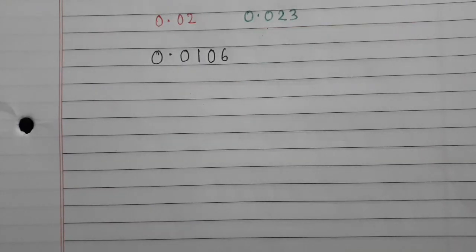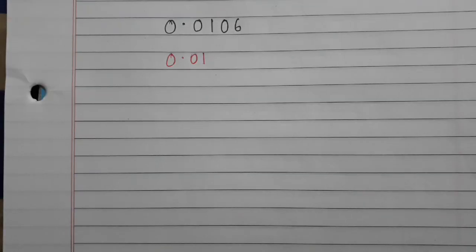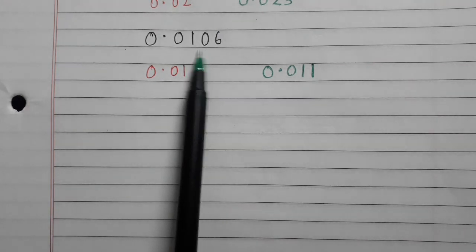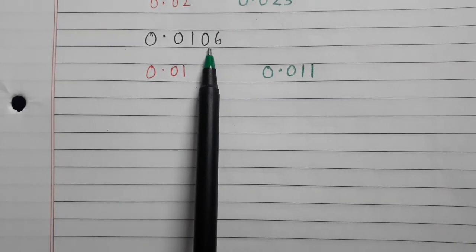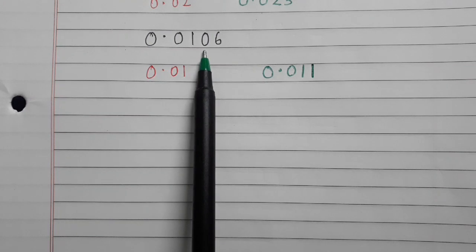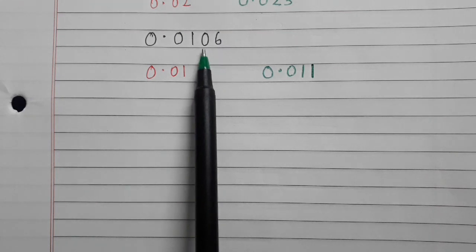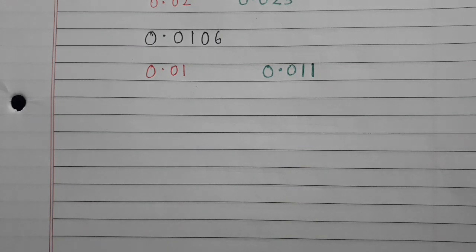For example, for 0.0106, the answer for up to 2 decimal places will be 0.01. But for 2 significant figures, the answer will be 0.011. Here 1 and 0 are both significant figures. We need to give the answer up to these 2 significant figures. The number after 0 is 5 or more than 5, so after rounding off it will become 1. Therefore the answer will be 0.011.